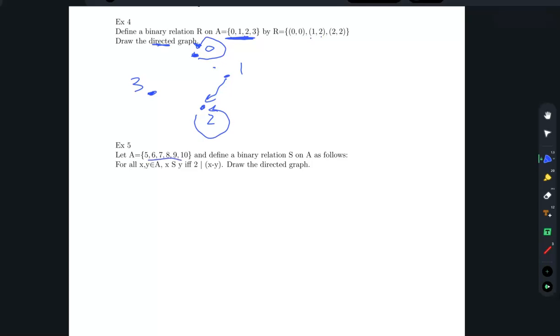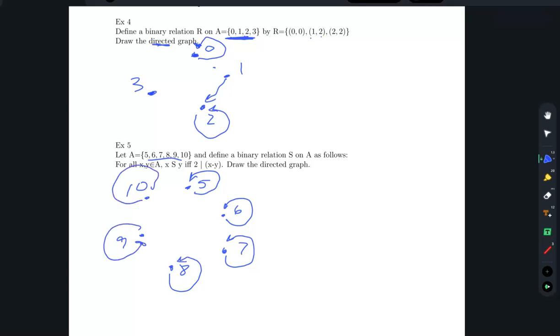So here I've got these numbers. Let's draw them far enough apart from each other so that we can draw some arrows. Okay, so now we're going to have a directed graph, an arrow, if 2 divides x minus y. All right, so 2 will divide 5 minus 5, right? 2 will divide 0. So for sure we're going to have an arrow back to itself, every one to itself, because for every one of these numbers, 2 will divide 0.